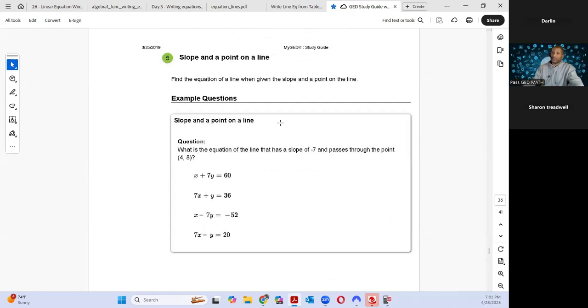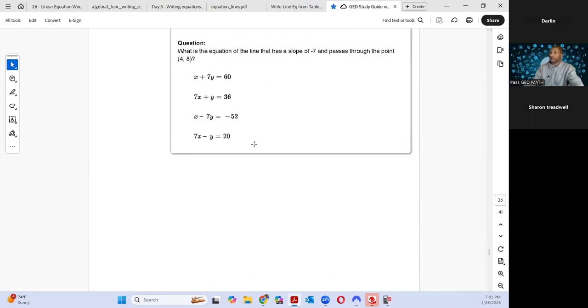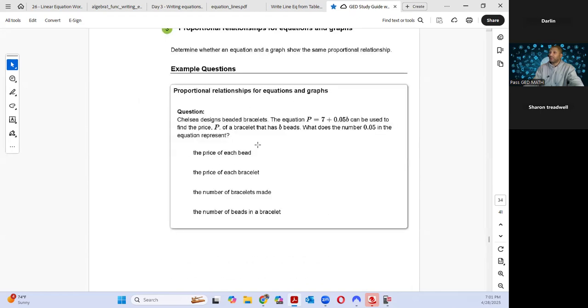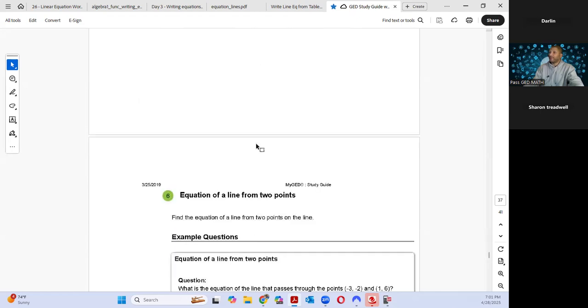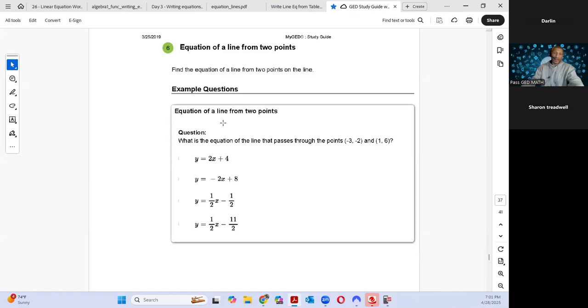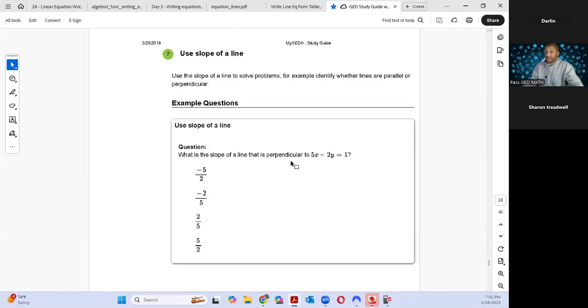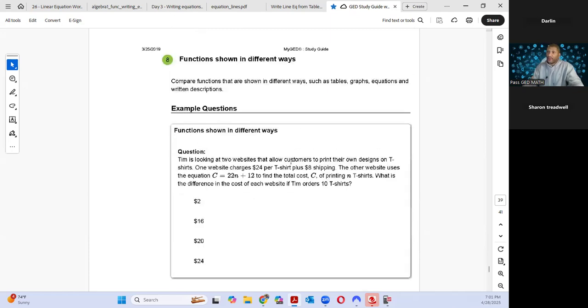Slope of a line given the slope and a point. Hold on, I forgot I was supposed to be counting. One, two, three, four, quite a few of them. 5. The equation of the line between two points, that's 6. Slope of the perpendicular, 7. Now, functions shown in different ways. This example is also a linear equation. That's 8 questions. So it's so important that you understand linear equations.